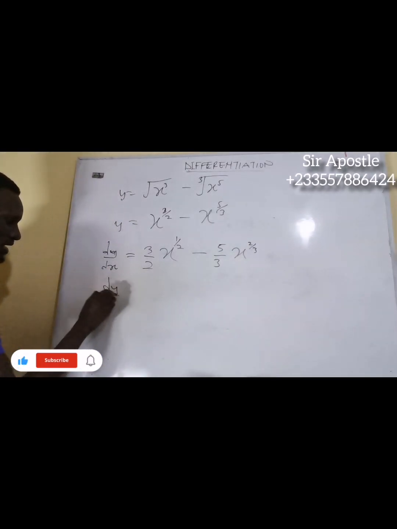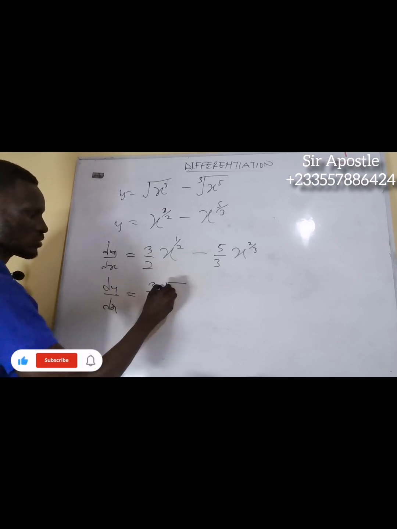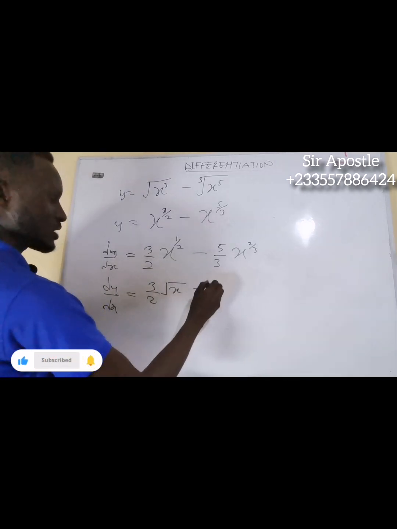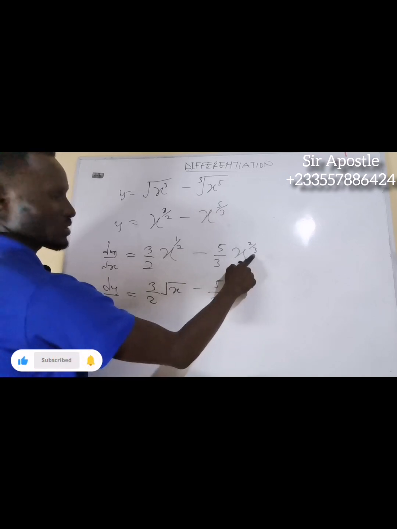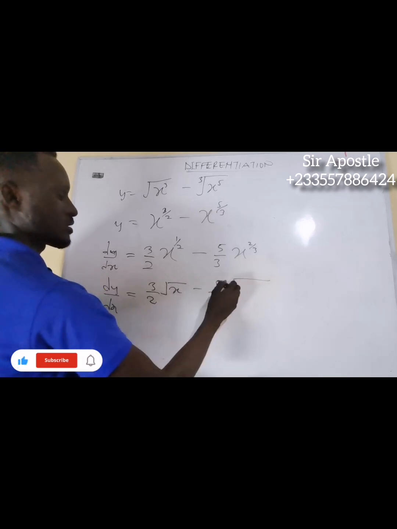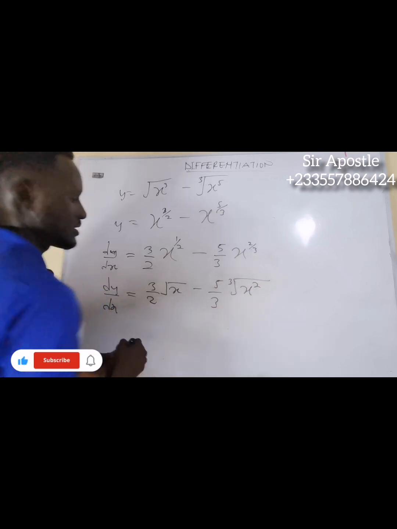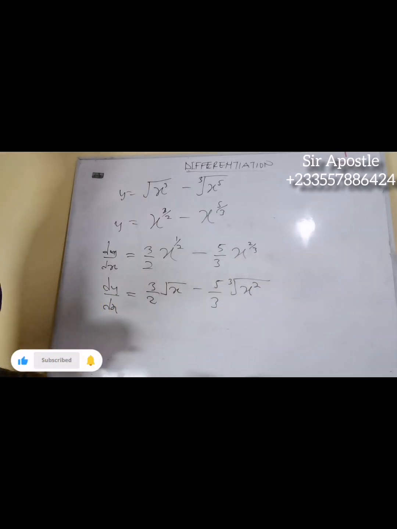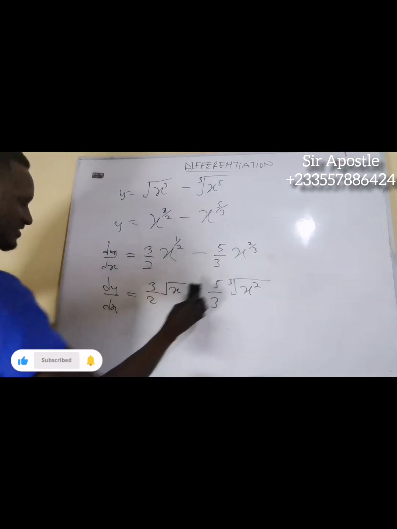So I can just write it normal way. This one is same as 3 over 2 square root of x. Minus this one is same as 5 over 3. This one is over 3, so it is cubic root of what? S squared. Now, so this is simple as that. Very simple as that. Now, let me do the last one.